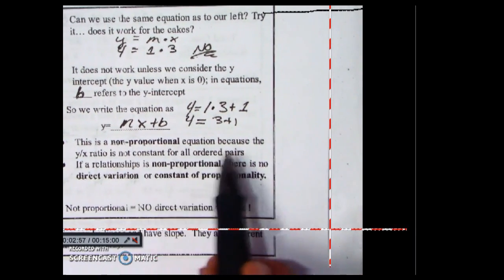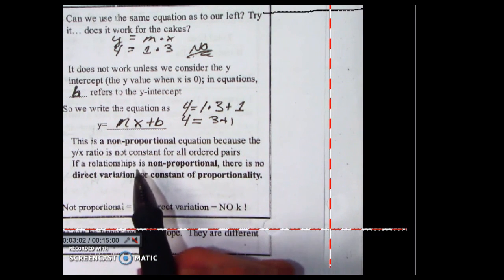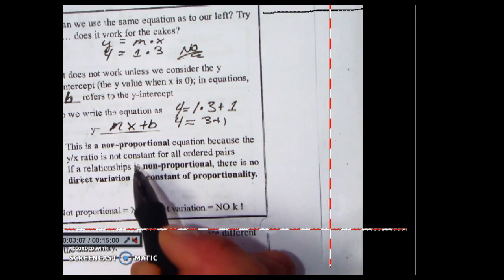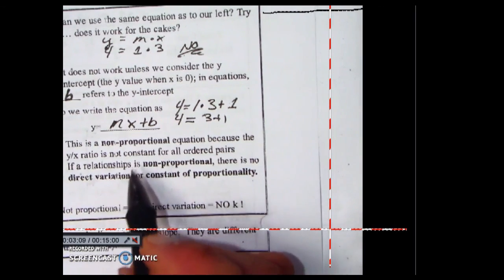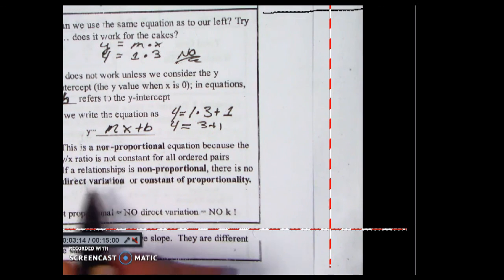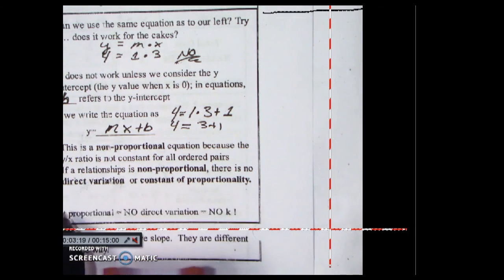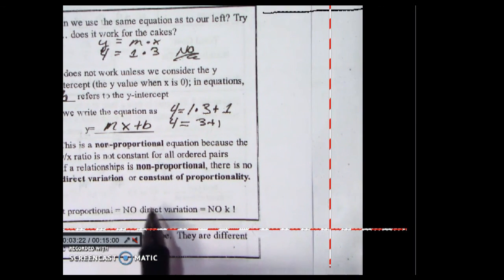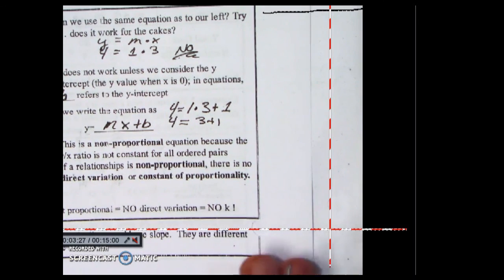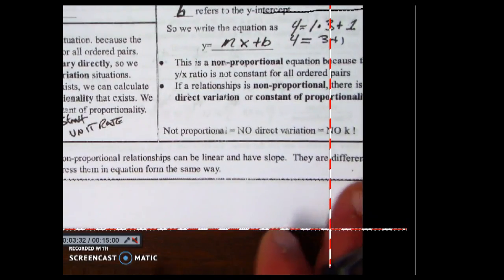This is a non-proportional equation because the y to x ratio is not constant for all ordered pairs. If the relationship is non-proportional, there is not a direct variation or a constant of proportionality. Not proportional, no direct variation, no constant of proportionality. That means no k. There is no k. Okay?